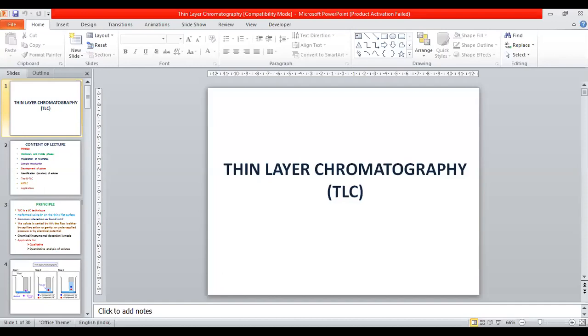So let us look at the principle of thin layer chromatographic technique. Here I have presented a diagram in which you can see a beaker-like object, and the beaker is filled with some particular solvent or any liquid. And this is a thin layer chromatographic plate. And this TLC plate has been covered by a finely divided stationary phase over one surface.